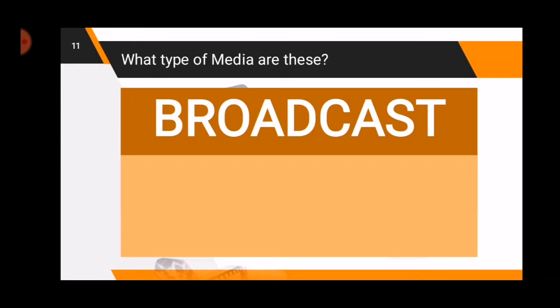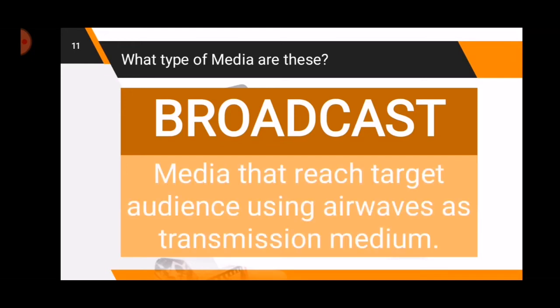So what type of media are those? Those are broadcast media. And this is the second type of media. So what is broadcast media? It is a media that reaches target audience using airwaves as transmission medium. So broadcast media: television, radio, and films or movies. So again, the first type of media is print media. The second type of media is broadcast media.